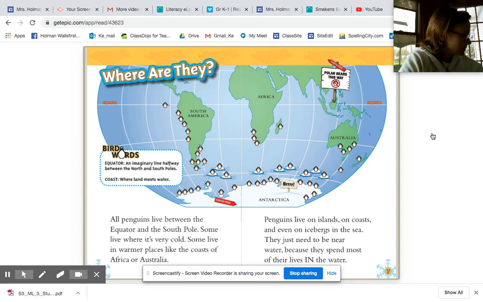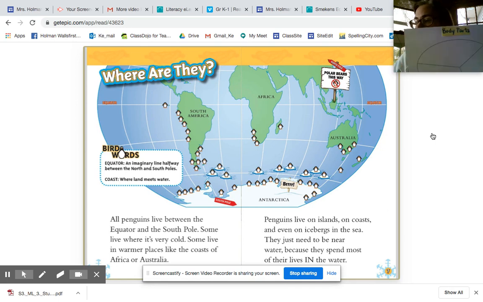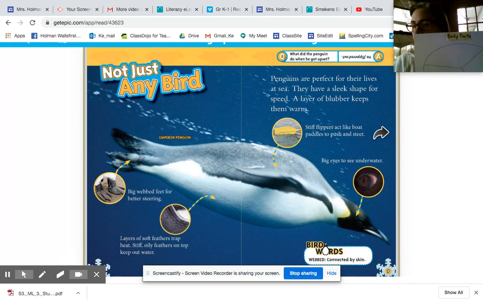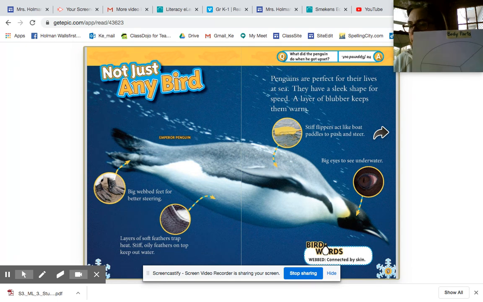So I'm going to stick this back up here. And the next thing we're going to talk about is body parts. So I'm going to move my next heading up here and we're going to be looking at body parts. So I'm going to skip. Oh, no, this is the actual right page that I want. So not just any bird.